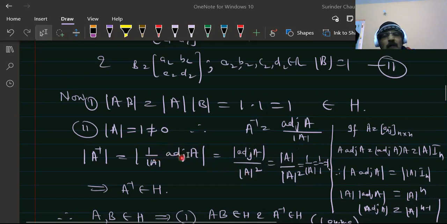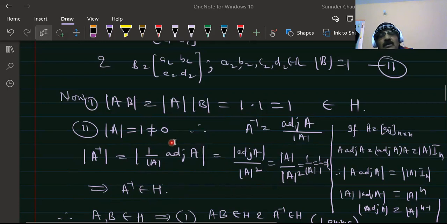You have to multiply each entry by that number. So this comes out to be determinant of A upon determinant of A in this case. So now the determinants will cancel. This 1 upon determinant of A is equal to 1. So determinant of inverse is equal to 1, which implies the inverse of A belongs to H. And by the lemma, closure property holds true and the inverse matrix exists.